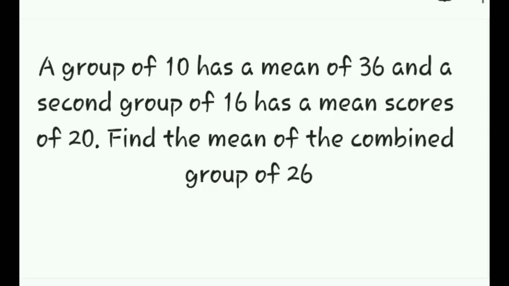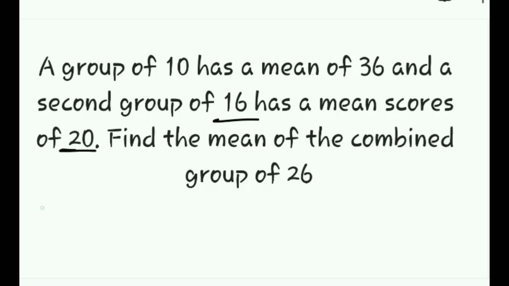In this question, a group of 10 has a mean of 36 and a second group of 16 has a mean score of 20. Find the mean of the combined group of 26. So we have two sets. The first one has a group of 10, the mean is 36, while the second group is made up of 16 scores and the mean is 20. So now find the mean when the two groups are combined together.